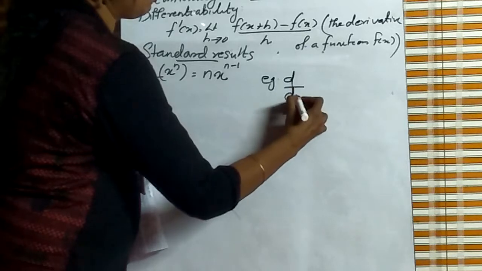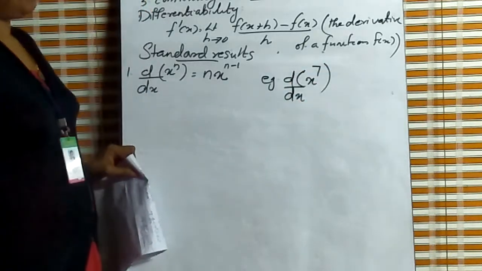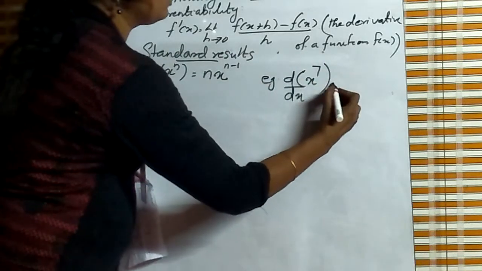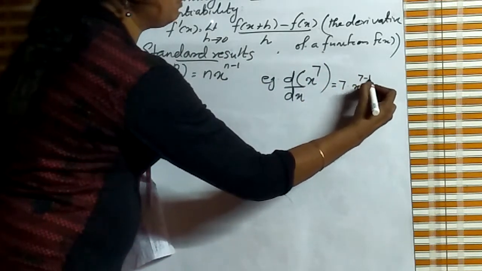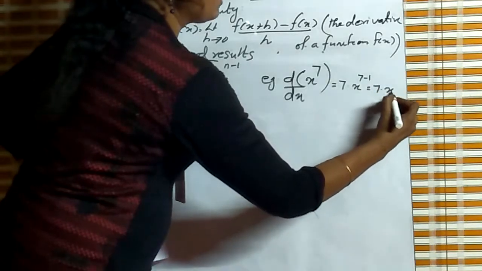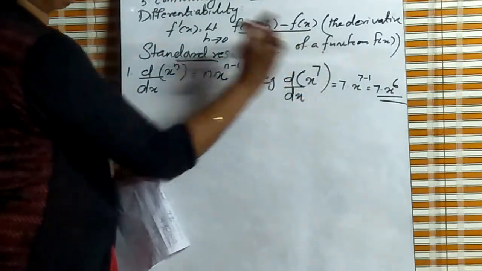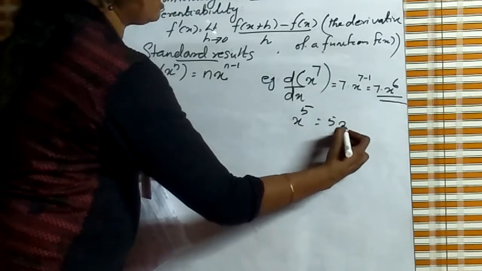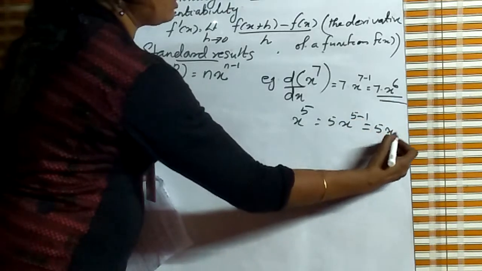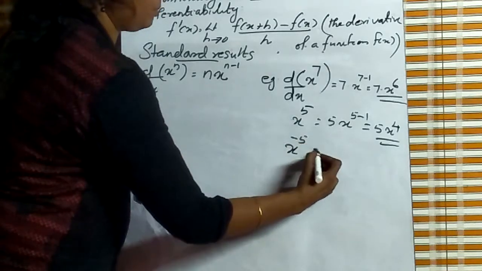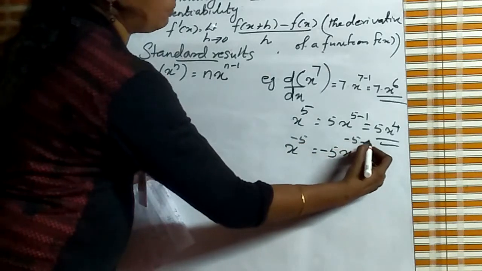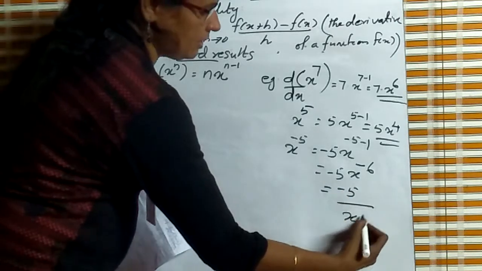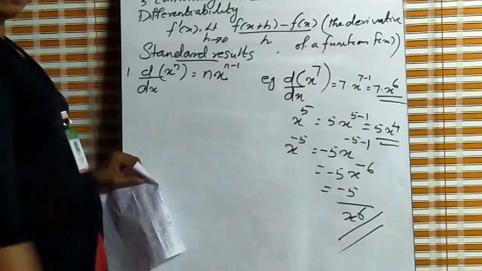Example: find the derivative of x raised to 7. Here x raised to n gives n x raised to n minus 1, and in place of n, here 7. So 7 x raised to 7 minus 1 is equal to 7 x raised to 6. If it is x raised to 5, 5 x raised to 5 minus 1 equals 5 x raised to 4. If it is x raised to minus 5, minus 5 x raised to minus 5 minus 1 equals minus 5 x raised to minus 6, or minus 5 divided by x raised to 6. It is the derivative of x raised to minus 5.